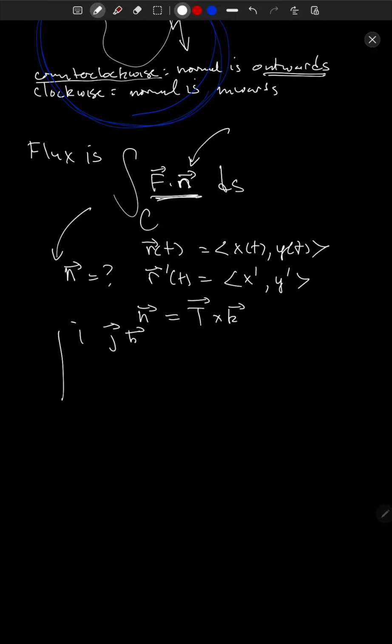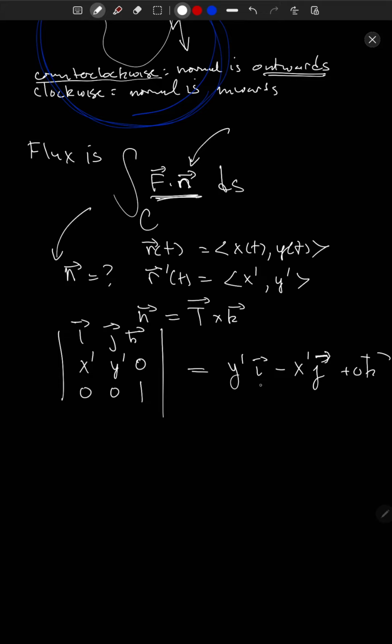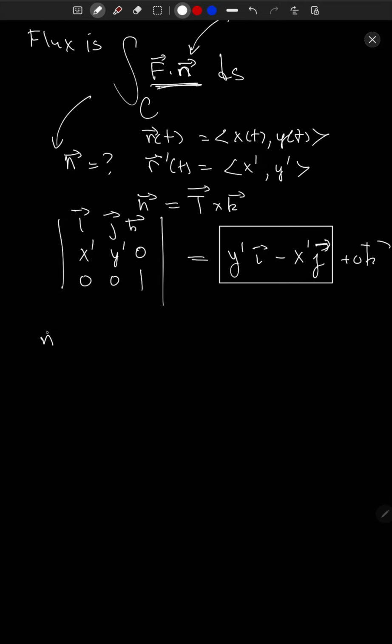i, j, k; T is x prime, y prime, no z direction, because we're actually living in the plane, 0; and k is 0, 0, 1. That's going to be y prime i minus x prime j. And then there's no k term, it's going to be 0k, all right? So that's actually going to be my normal, okay? So the normal is y prime comma minus x prime.